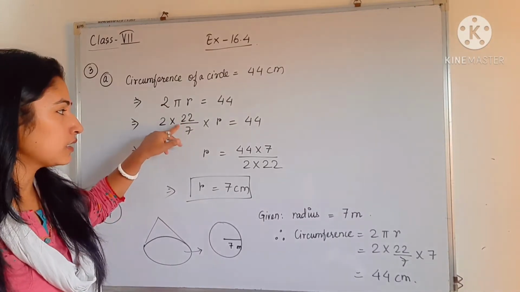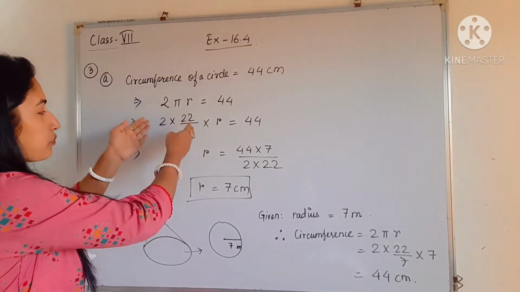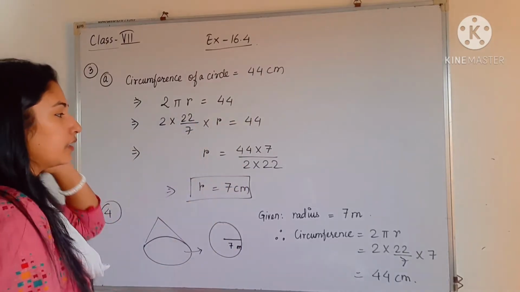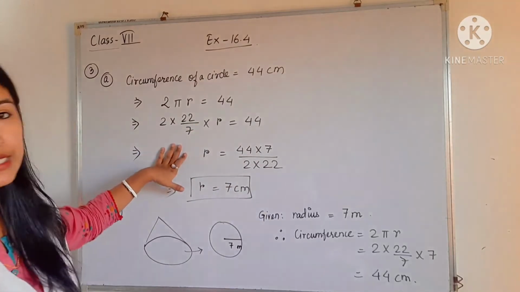So for it is easily cancelled out. Okay, after we transfer these numbers to that side, in the right hand side, it will get cancelled. Okay, so that's why I have written 22 by 7.